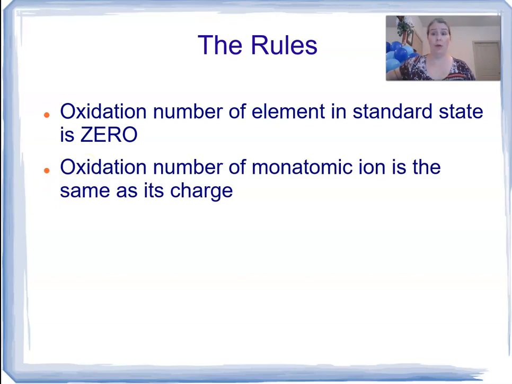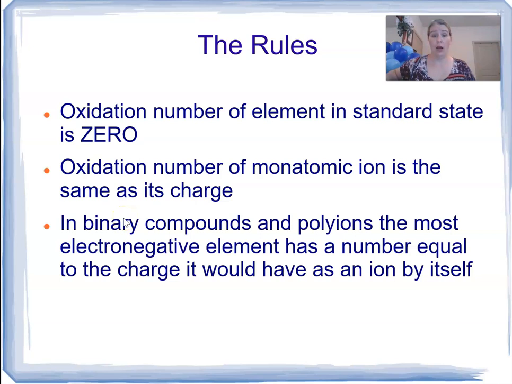If I have a monoatomic ion, say a sodium ion and a chloride ion, then that's very simple. The oxidation number is the same as its charge. We don't have to pretend it's ionic. It is ionic. So if I have a barium ion, then the charge is 2 plus. If I have a sulfide ion, the charge is 2 minus. The oxidation number is 2 minus.